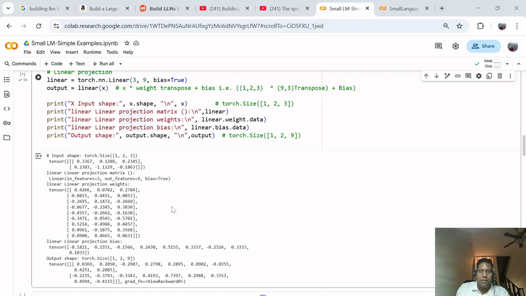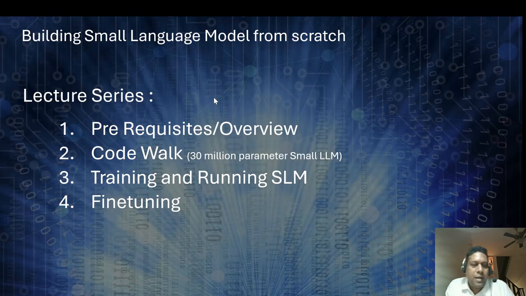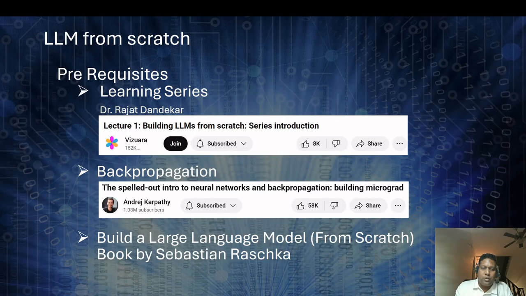So that brings us to the end of this first lecture, the prerequisites and overview when building a small language model. That's the theory part. And just to recap, we went through the learnings that you would really benefit from. And if there's a gap, you can go through these videos from Dr. Rajat, Andrej Karpathy, or Sebastian Raschka.